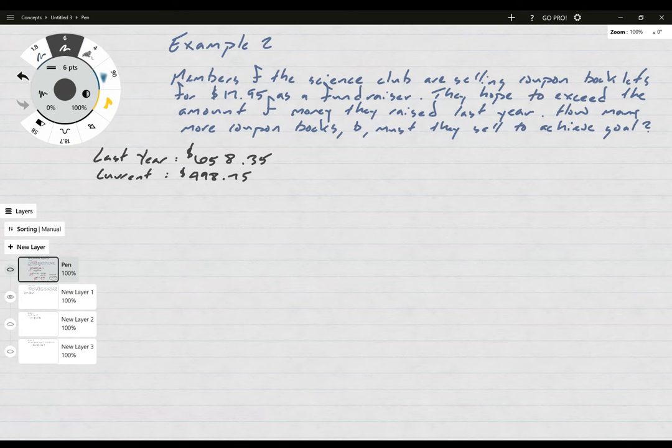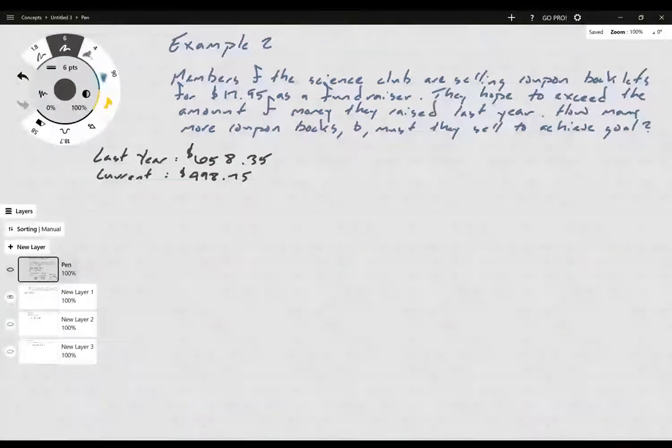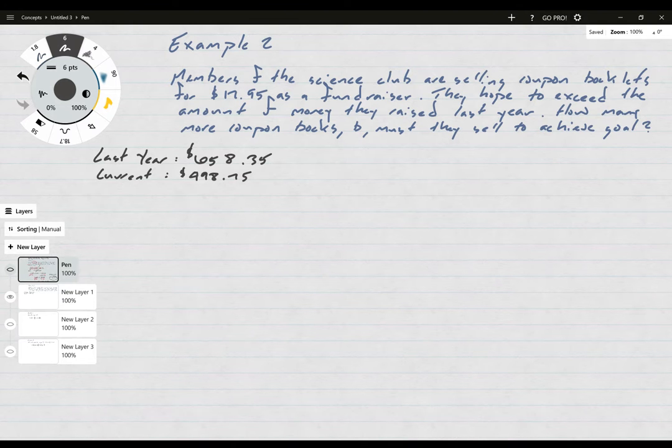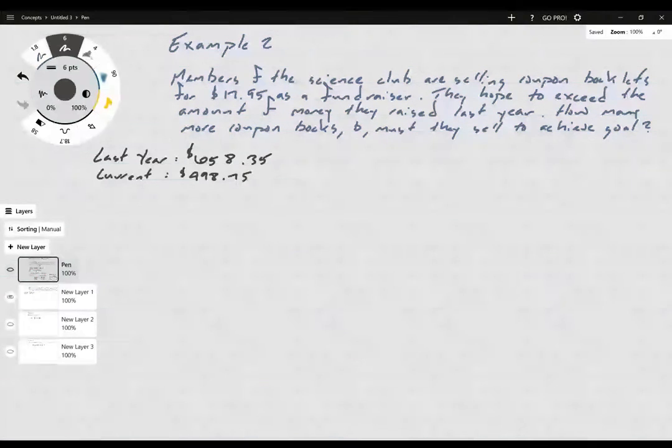Example 2. We're going to practice writing our inequality again because we need to understand how to formulate it, so we know how to set it up. Members of the Science Club are selling coupon booklets for $17.95 as a fundraiser. They hope to exceed, which means more, the amount of money they raised last year. So they want to raise more money than they did last year. How many more coupon books, for the variable b, must they sell to achieve that goal?